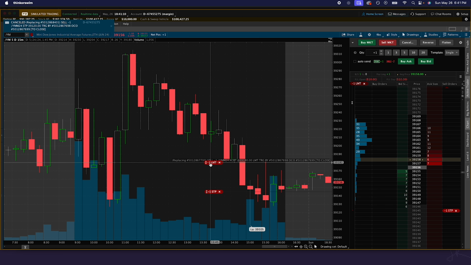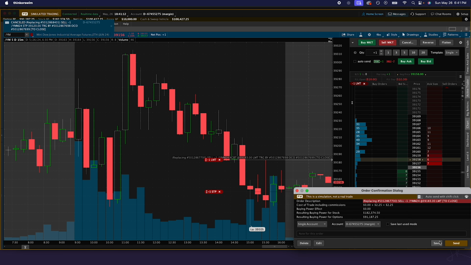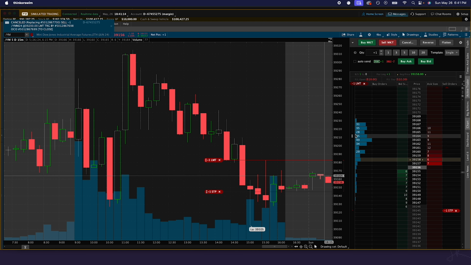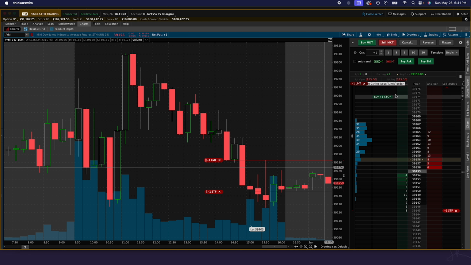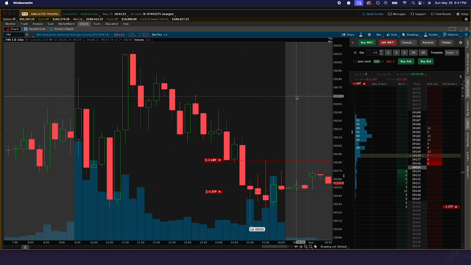And where's your buy-in? I just did market, so I bought in at market. Your fill price will be your average price. So I got in at 39158, as we can see here, and I'm down 2 points because it's at 56. So I'm down $10, as we were talking about before.